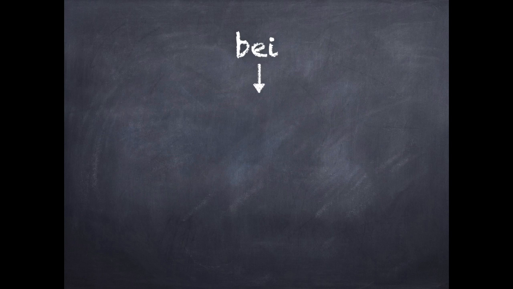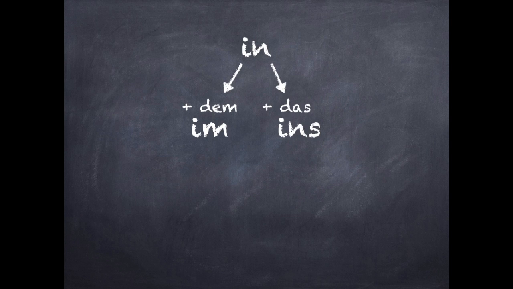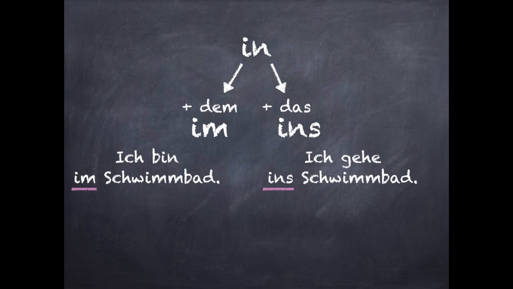Next we have bei, and that contracts with dem to beim. War beim Arzt. So you're kind of swallowing the D and the E, and you just contract it with the beim. In can also be contracted with dem to im, and it can also be contracted with das to ins. For example, we have ich bin im Schwimmbad, I'm at the pool, or ich gehe ins Schwimmbad, I'm going to the pool. So either we're there, static, or we're going there, accusative. Ties back to the two-way prepositions actually.